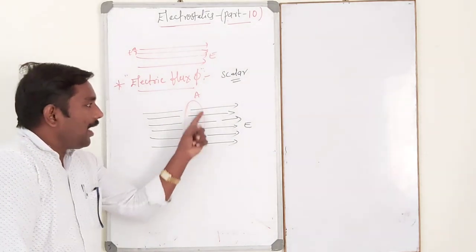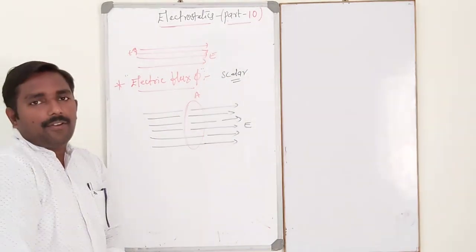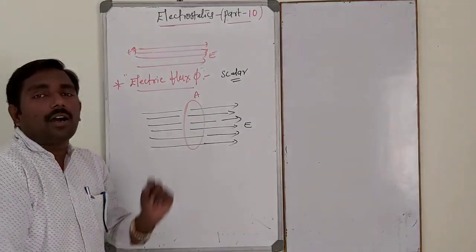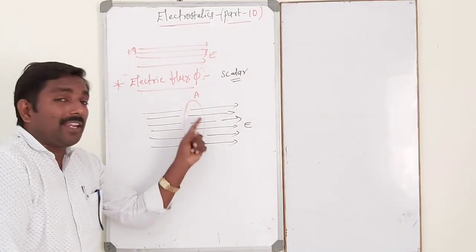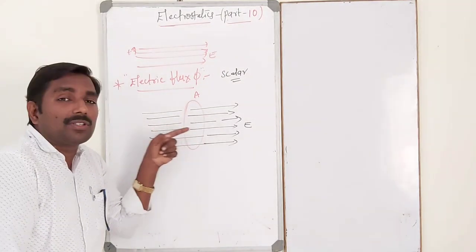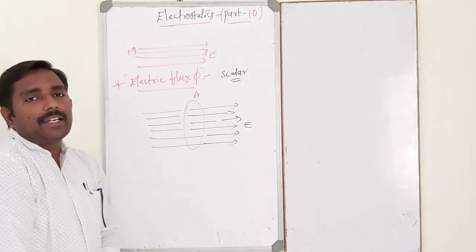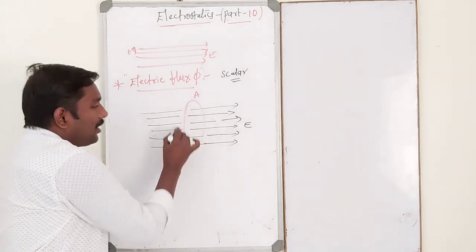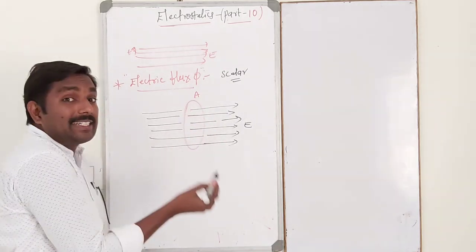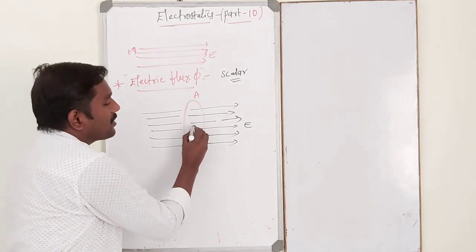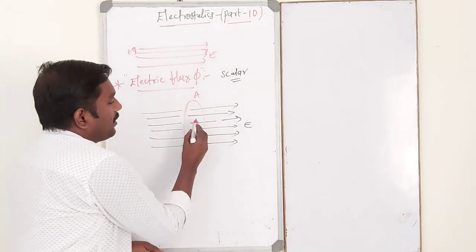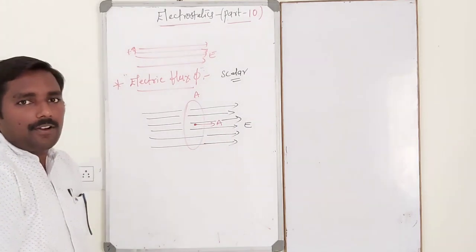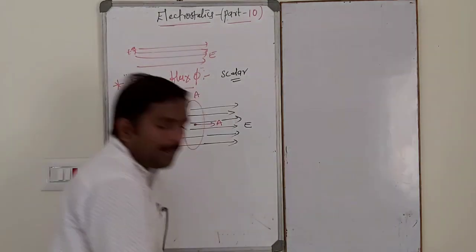In this case, the area is a vector. It is a vector quantity. The area is treated as a vector because the direction of the given area is normal to the surface. See, in this case, what is the direction of area? Like this. This is the direction of area.